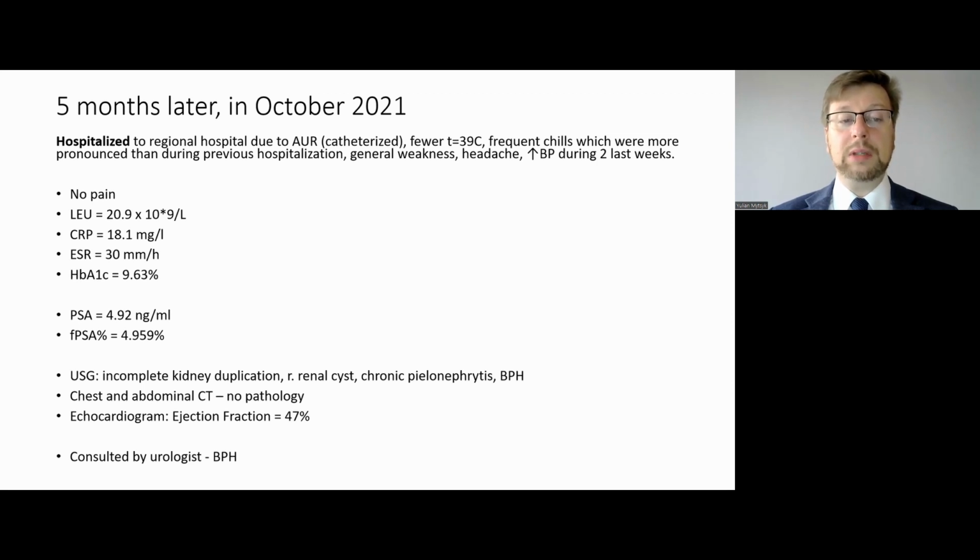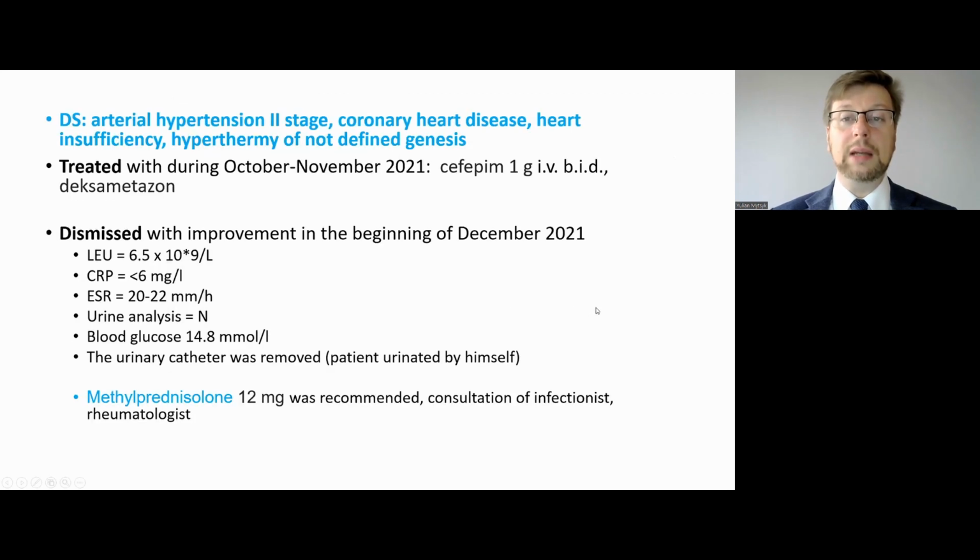Also, the PSA was increased, and the ratio of the PSA was 4.96. According to the USG data, there was incomplete kidney duplication, right renal cyst, features of chronic pyelonephritis, and BPH. According to the chest and abdominal CT, no pathology was found. According to the echocardiogram, the ejection fraction was 47. The patient was consulted by the urologist, and BPH was diagnosed.